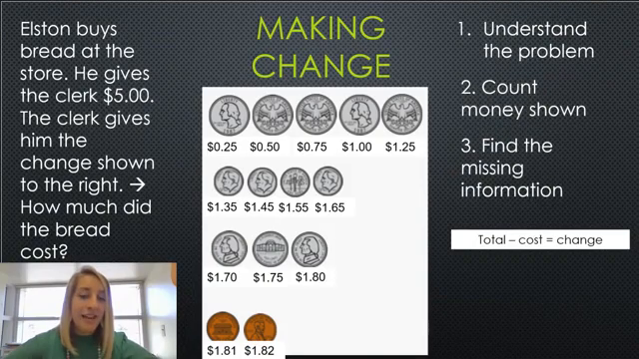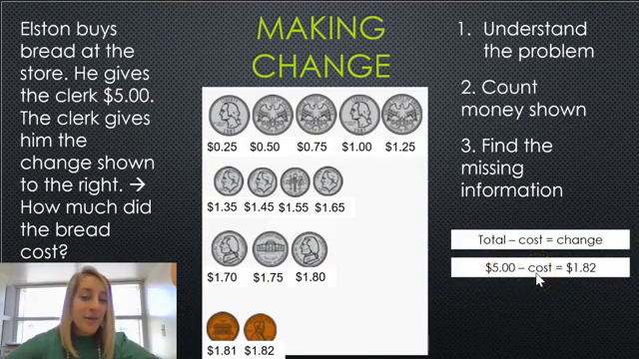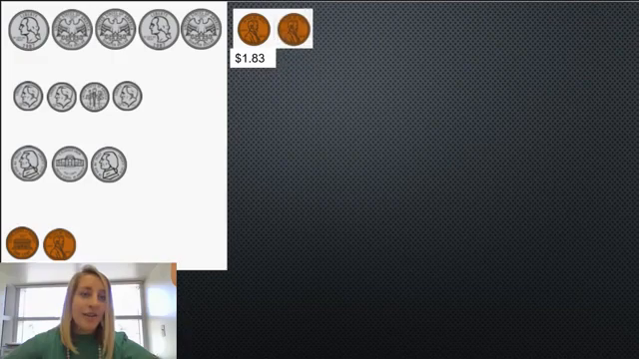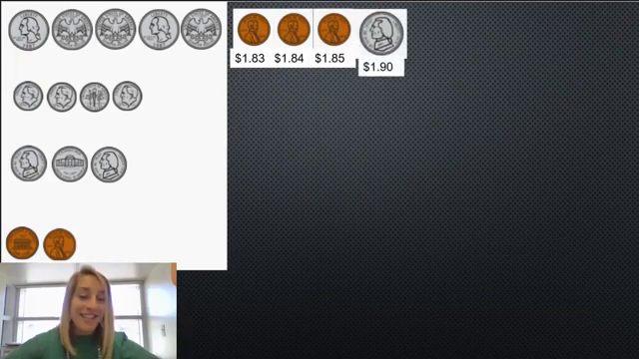Step 3, find the missing information. So I have $5 minus the cost of the bread gives me $1.82. So I'll need to subtract. One way we can do that is we can count up. So we can start at $1.82 and count up to get to that $5. So I'll add a penny, $1.83, $1.84, $1.85. Now I can add a nickel to make it $1.90. A dime will make it $2.